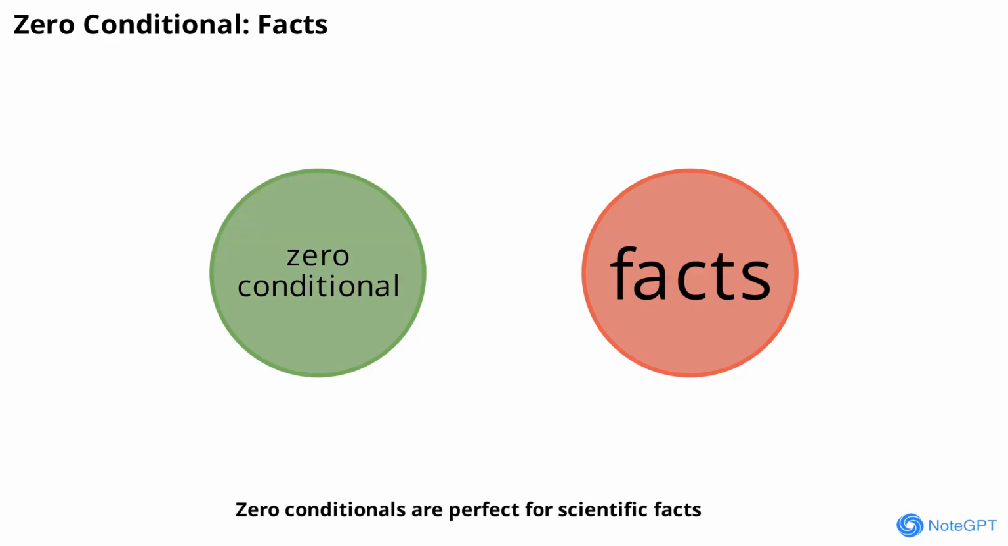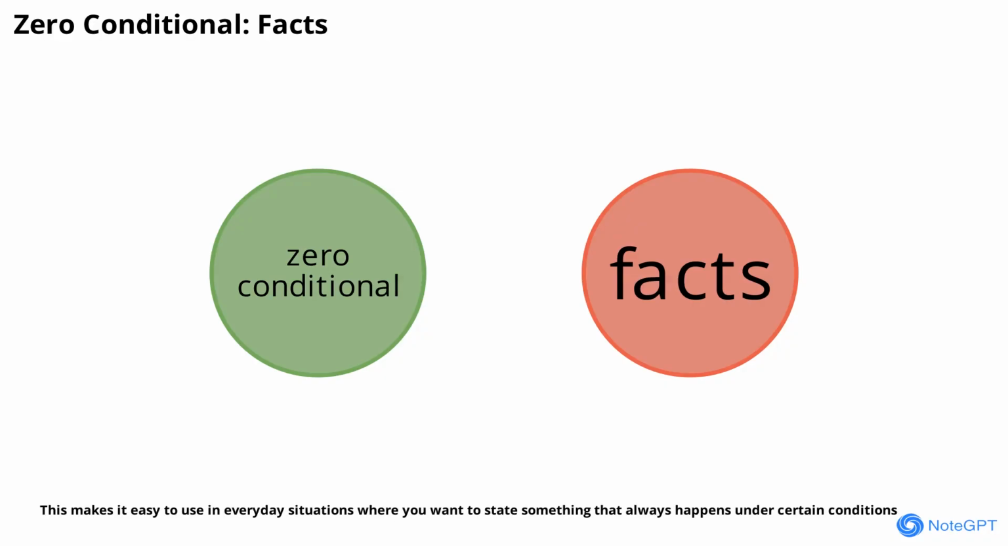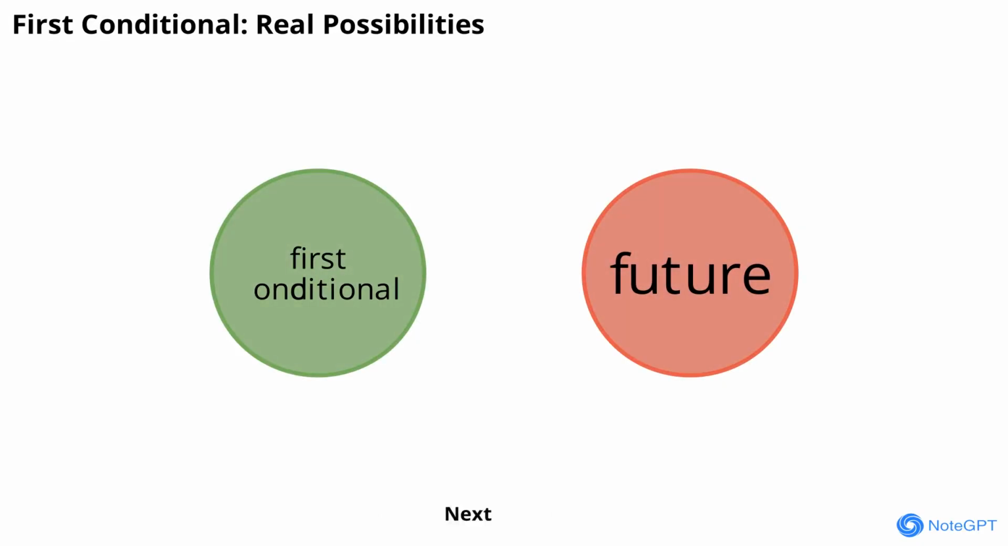Zero conditionals are perfect for scientific facts, general truths, and instructions. Remember, the structure is simple. If plus present simple, present simple. This makes it easy to use in everyday situations where you want to state something that always happens under certain conditions. Next, let's look at the first conditional.